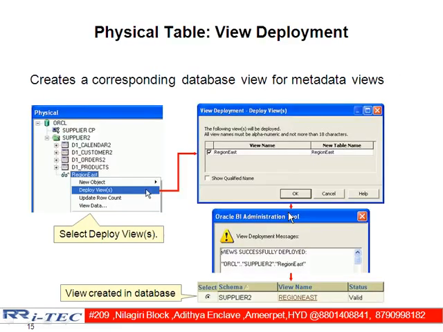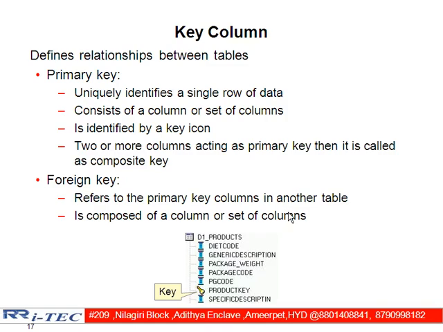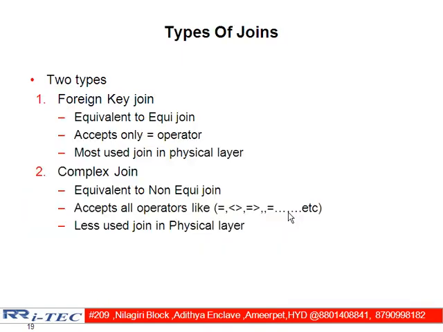Right. Select table type. Next, we went for physical column, key column, and joins. Two types of joins are available: foreign key join and complex join. Foreign key join is equivalent to an equijoin, accepts only the equal to operator, and is the most used join in the physical layer. Complex join is equivalent to a non-equijoin, accepts all operators, and is the less used join in our physical layer. That's it. That's what we learned today, the physical layer.